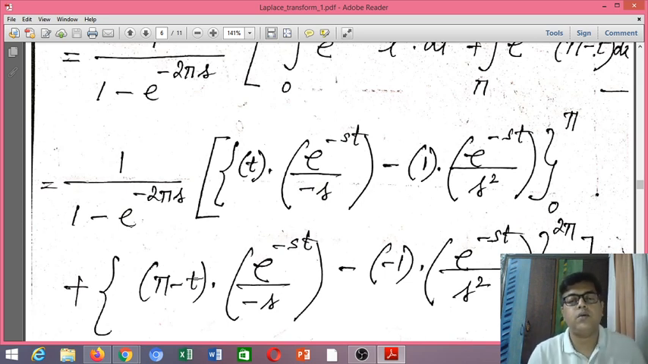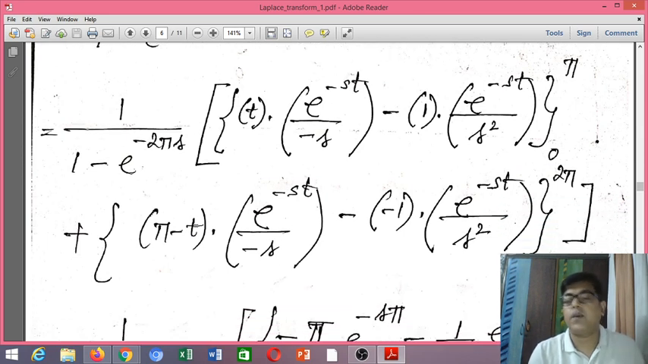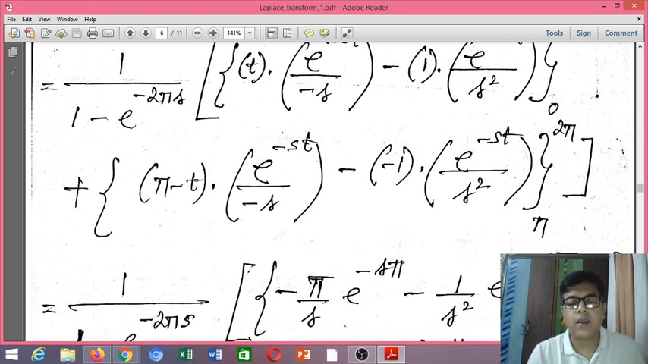It's t, and the second function is the exponential function in this case. So t into e to the power minus st by minus s, minus d/dt of t, which is 1, into the integral of e to the power minus st by s, which is e to the minus st by s square. And then if you do the same thing in this case, plus (pi minus t), integrate by parts, and you should get this result. Then you have to put the respective limits using the fundamental theorem, and you will arrive at a solution.